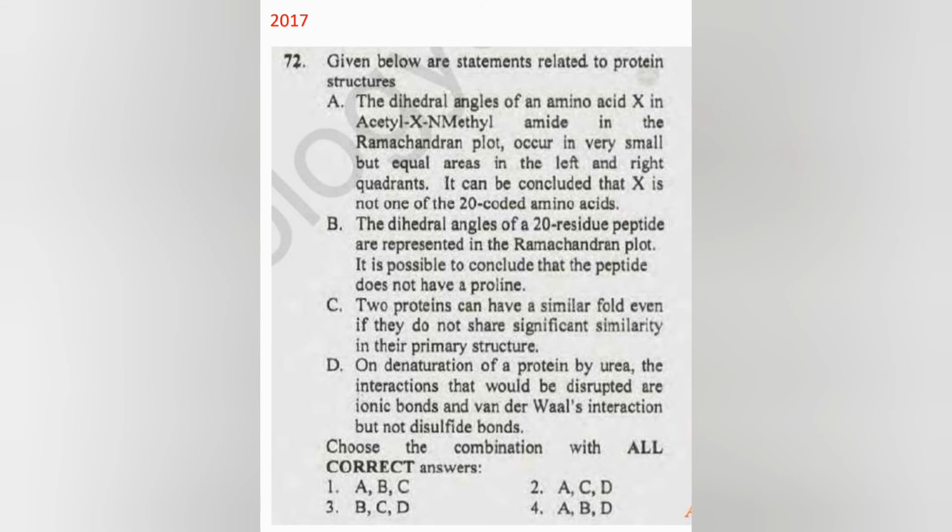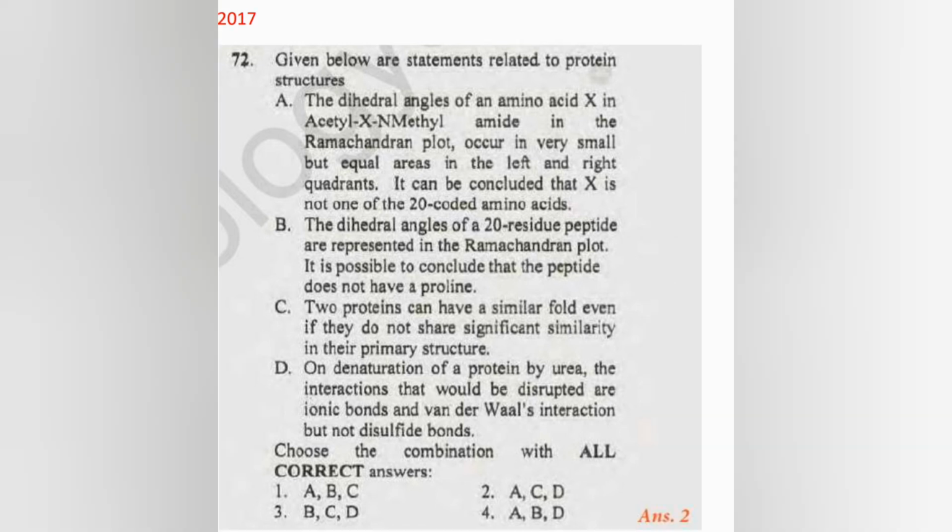The last point is that in the denaturing of a protein by urea, the interactions that would be disrupted are ionic bonds and van der Waals forces. These points are correct, and disulfide bonds are not disrupted. Disulfide bonds are broken by reducing agents like beta mercaptoethanol that have an effect on the disulfide bond. So this point is also right. So the answer is option 2, that is A, C, D. Both of these points are correct.